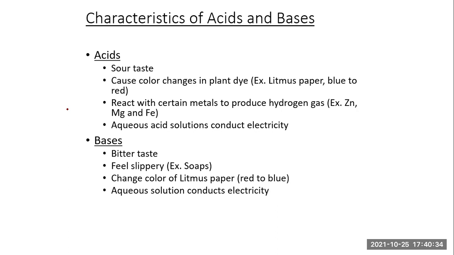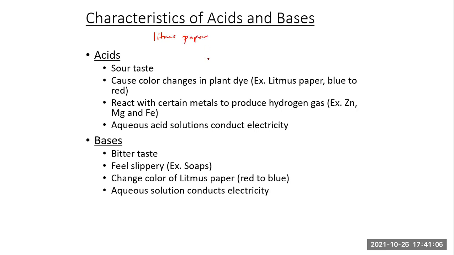Acids have a sour taste. Obviously, you shouldn't taste any acids or bases in a lab or anything like that. But things like citric acid and acetic acid, which is one of the components of vinegar, we are familiar with some of those things. They do cause litmus paper to change color. Oftentimes when we're dealing with acids and bases, we'll use what is referred to as litmus paper, and that is that plant-based paper.